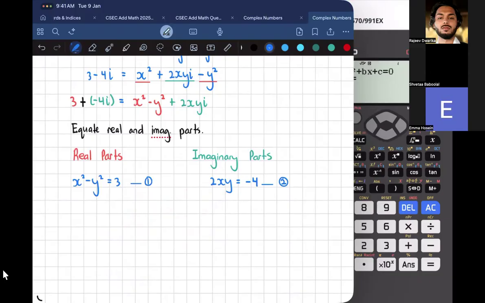Because Shweta, if you have to make either x or y the subject of the formula in equation 1, square roots would be involved. You know why I'm saying that? If I want to make x the subject, I can move across minus y squared, but then I would have to find the square root. Okay, yeah, you understand? We're using equation two.